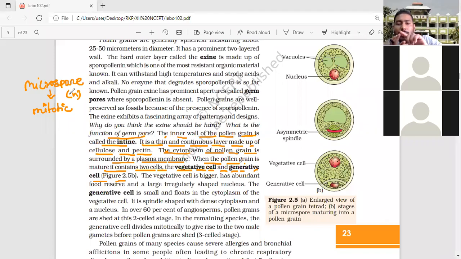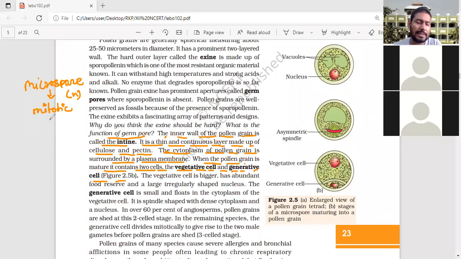Out of the four, one of them may enter into mitosis, or all four can enter into mitosis. That is not a particular criterion. So four microspores are formed, each haploid. Out of the four, one of them undergoes the mitotic division, or all four microspores undergo the mitotic division.